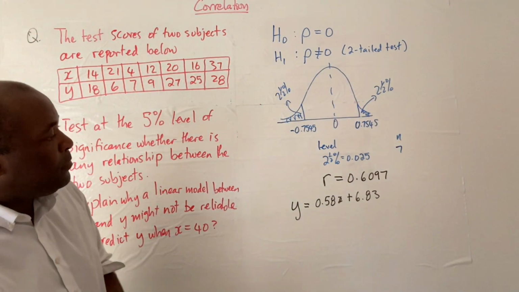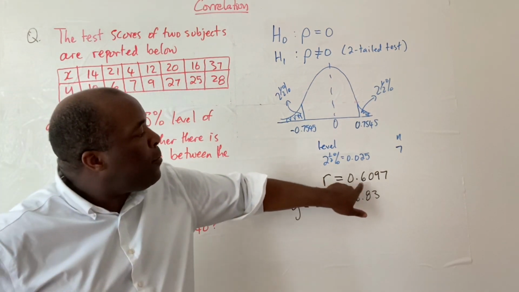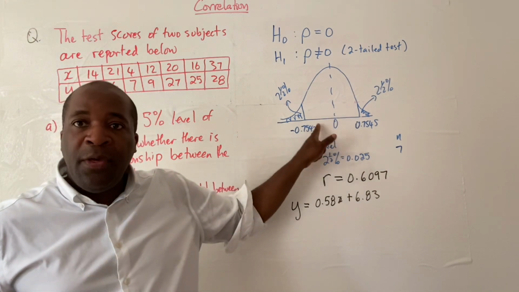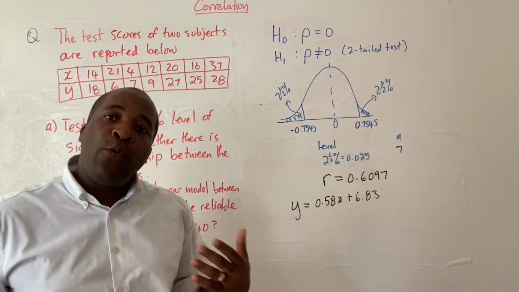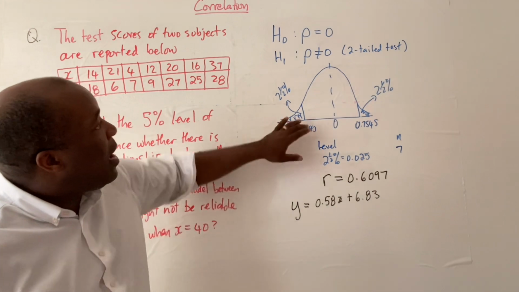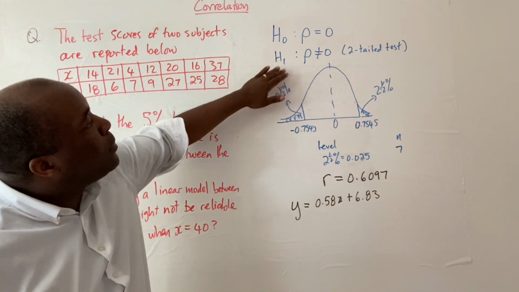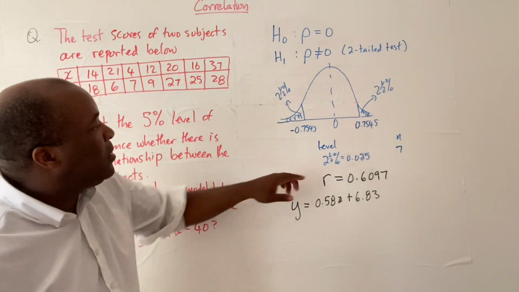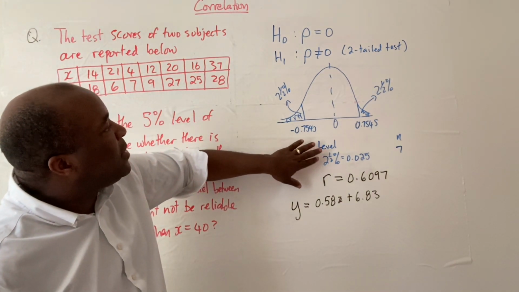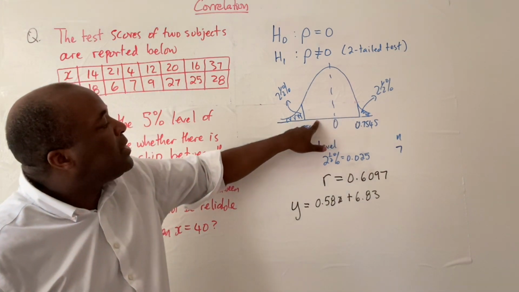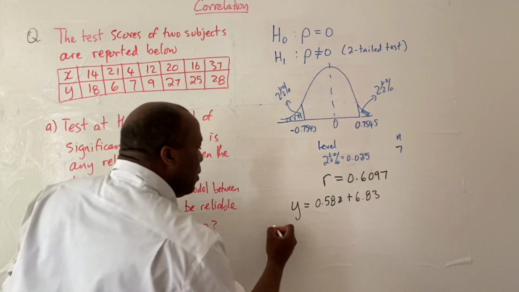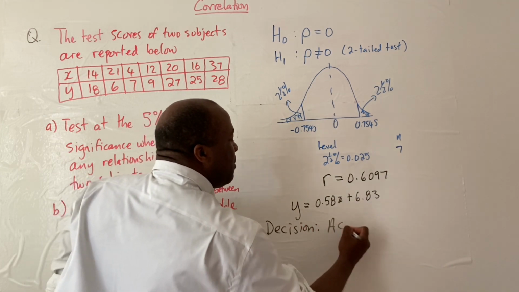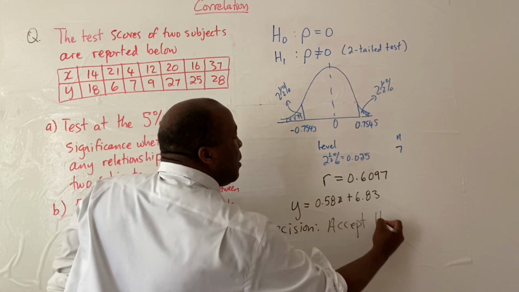Okay, so let's look at the question. Here, where does 0.6097 fall? Notice it falls in between the critical values. Therefore, we're going to reject the alternative hypothesis. We're going to accept the null hypothesis. Since the sample value falls inside the acceptance region, we accept H naught. So our decision is accept H naught.